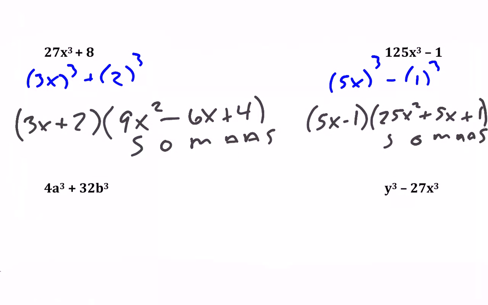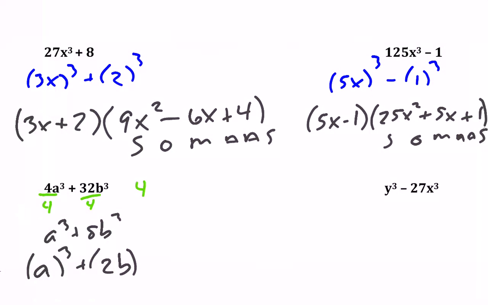Now, this next problem, I noticed right off the bat, I have a GCF. 4 goes into both of those. So I want to take out the 4, and I'm just going to put that over there on my final answer. That leaves me with a cubed plus 8b cubed, which would change my structure to a cubed plus 2b cubed. So now I'm going to do SOMOS.